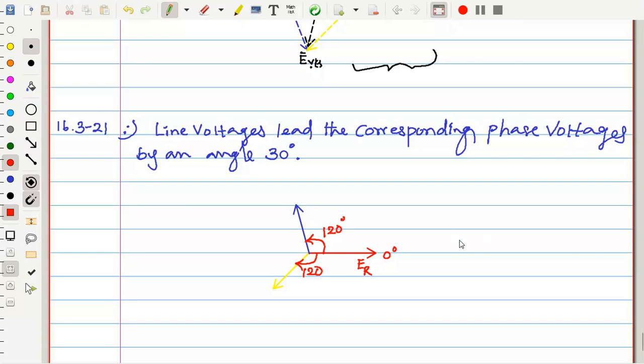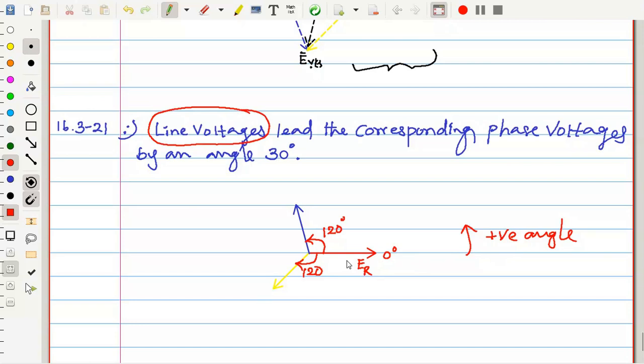Leading in the sense that it should be in the forward direction. Forward here is the anti-clockwise direction. This is the positive angle direction. Leading in the sense that the corresponding voltage should be in the forward direction, which is what we call the leading voltage direction or positive angle direction.